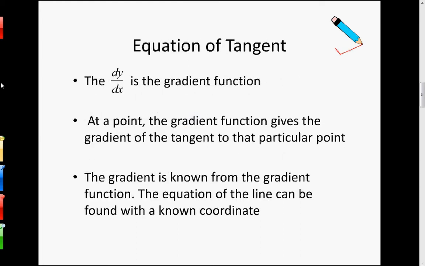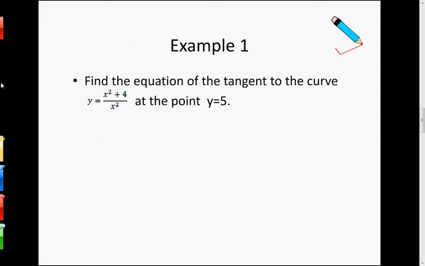So how are we going to do that? First of all, we recognize that dy/dx is a gradient function. Given a point, the gradient function finds the gradient of the tangent at that particular point. So the gradient of the tangent is the same as the gradient of the tangent line. It's actually the same thing. So the gradient is known from the gradient function, and then the equation of the tangent line can be found with a known coordinate which the tangent line cuts through. Let's try an example to further illustrate some things.